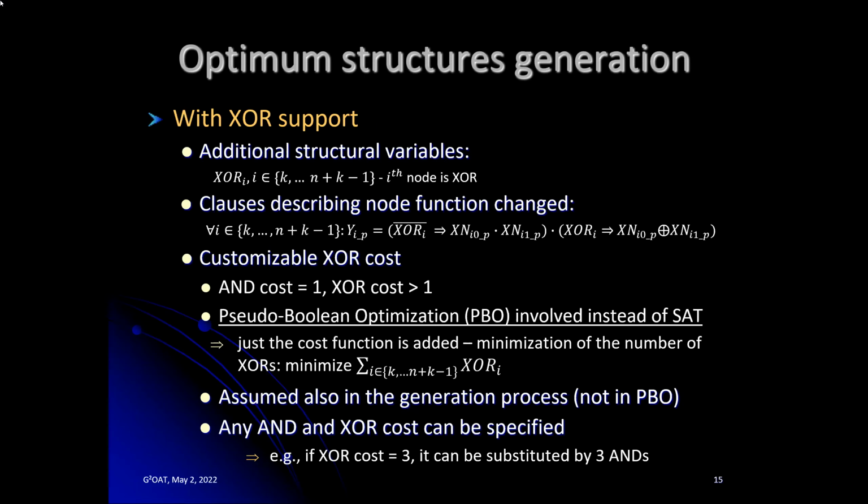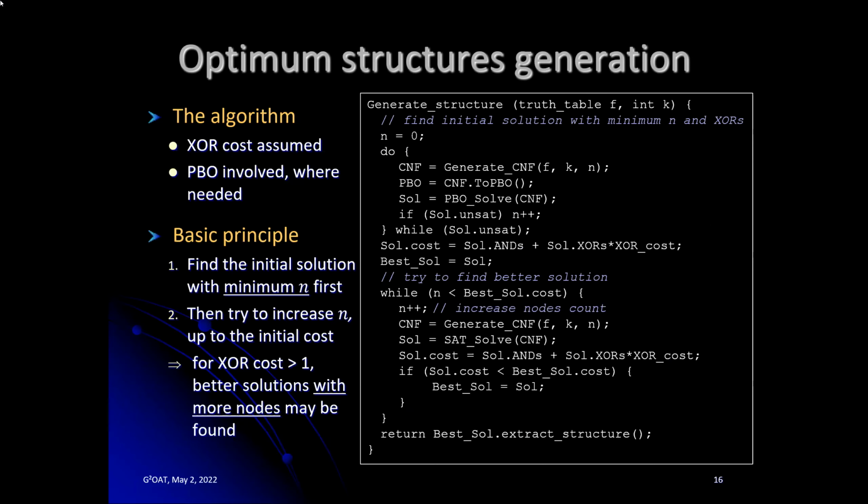We can customize the XOR case and now complicate it. And basically, if you want to go from SAT to PBO, to Boolean optimization, basically it's also solved by SAT. That's true inside. But from outside, it's better to use it. Okay, so we can basically find any cost of each AND or XOR. So that's the overall algorithm.